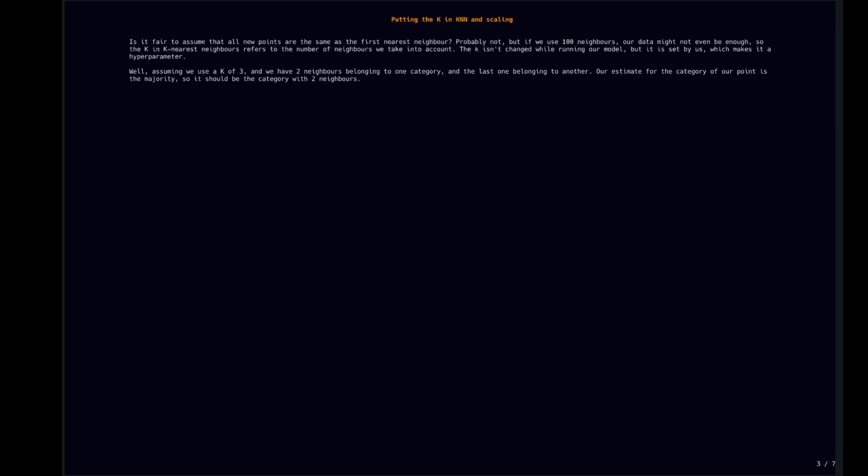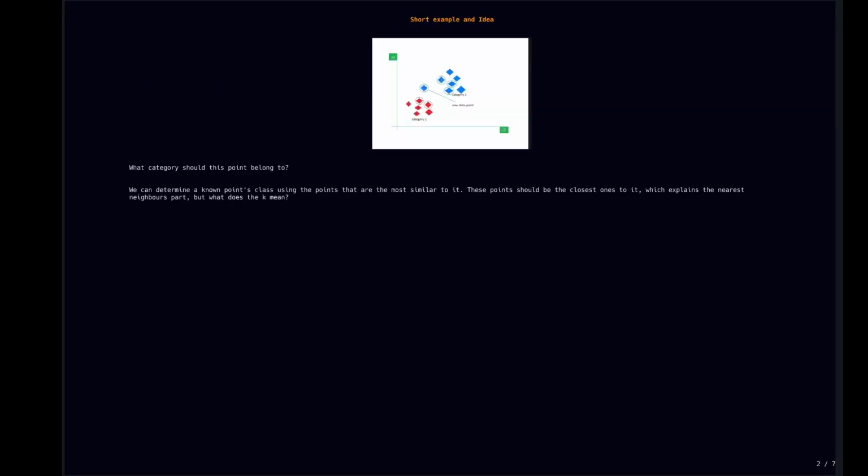So when we have a problem like this, here we went with a K of 5. We checked the 5 points, and we realized that 3 of the 5 closest points were blue, which makes us categorize this point as blue.